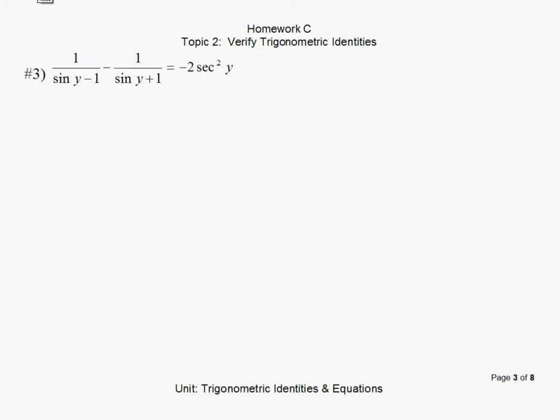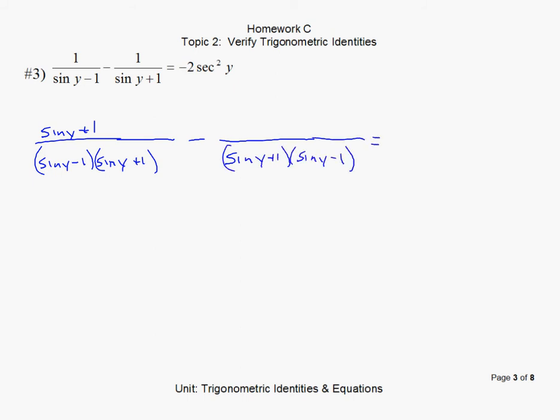Number 3, I see 2 fractions I'm subtracting. So I would want to get common denominators and subtract those 2 fractions. The first fraction, I'm going to multiply the top and bottom by sine of y plus 1. Second fraction, I'm going to multiply the top and bottom by sine of y minus 1. That gives me common denominators. Make that one fraction. I want to be careful, since I'm subtracting and there's more than one term on the top, I'm going to put the first numerator in parentheses minus the second numerator.